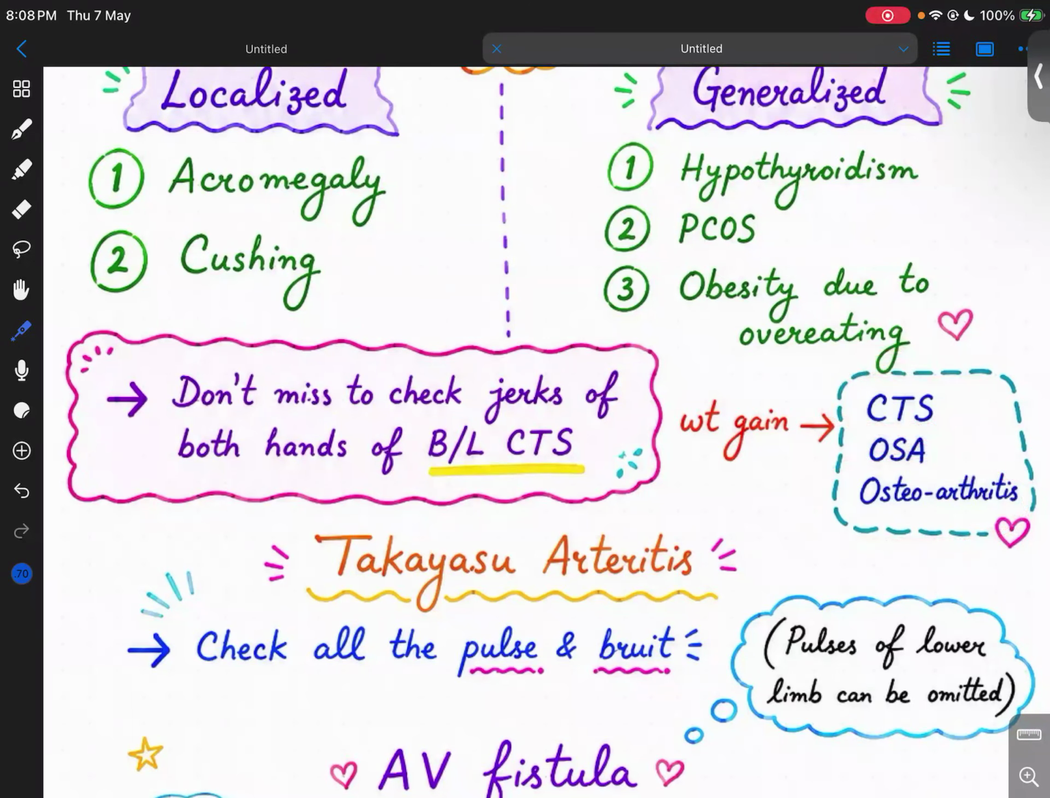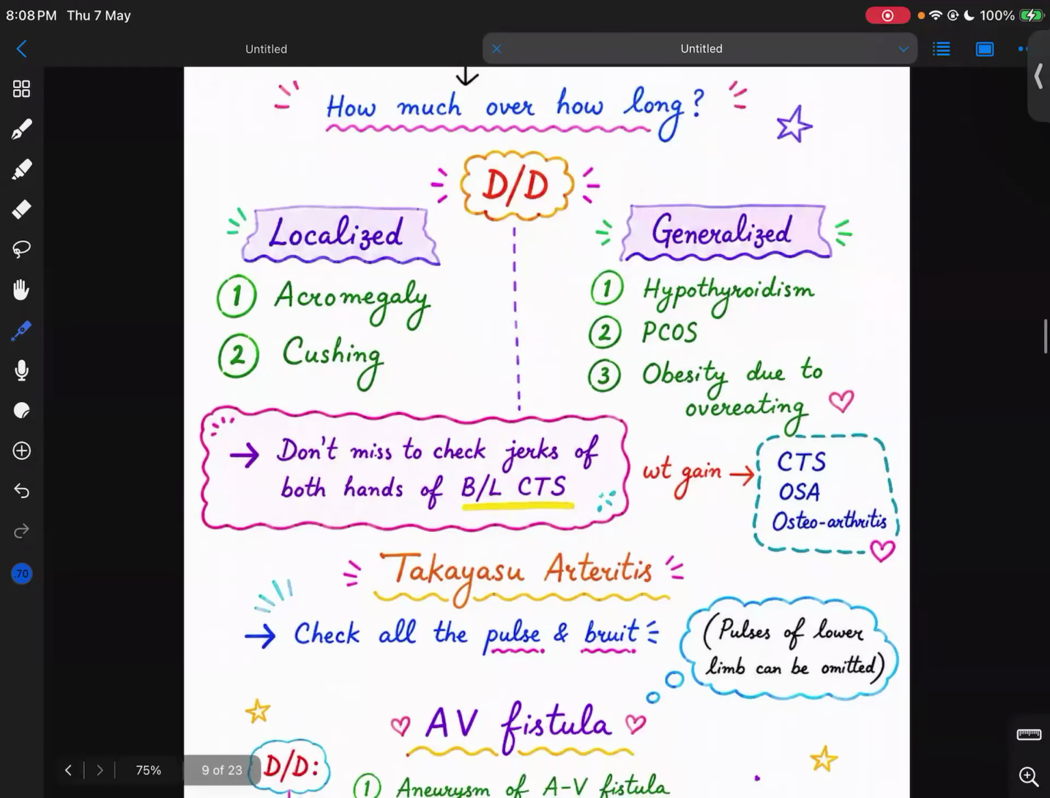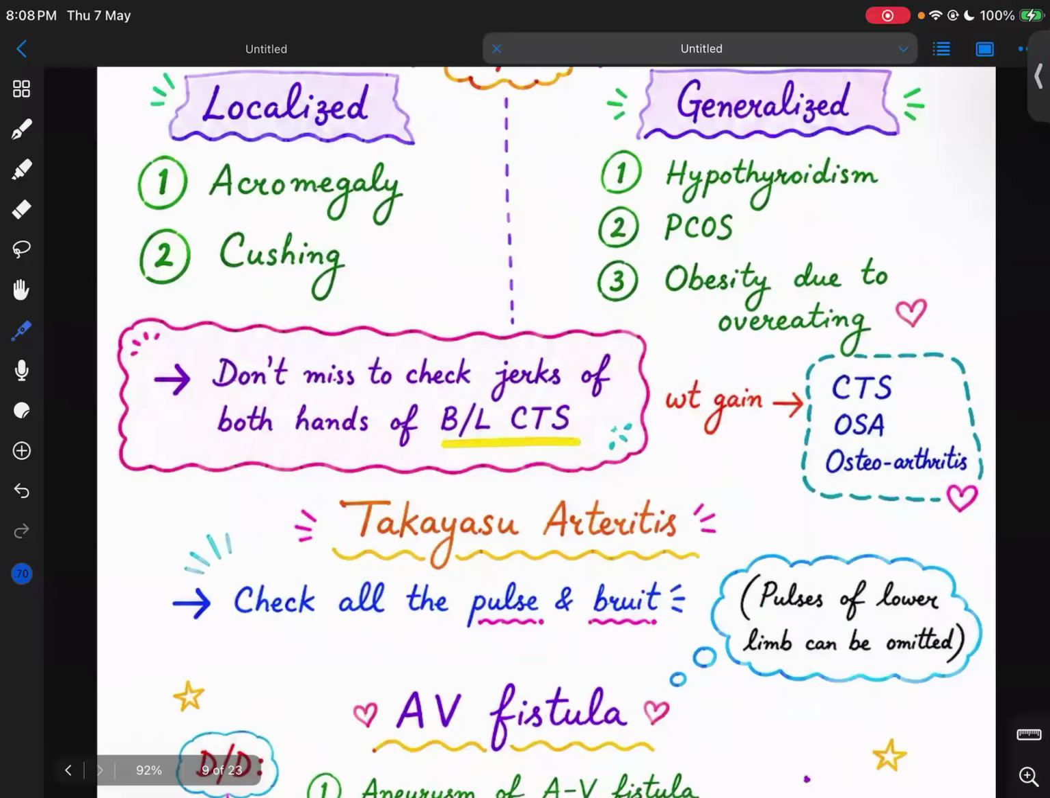Because if you remember from our first session, our CCCA formula, that is confirm the diagnosis, find out the cause, find out the complication, and rule out the association. Yes, Dr. Samia, also back pain. Back pain is due to osteoarthritis in this case. Arthritis can affect the back and also the knee. So don't forget to rule out these three grave complications of any weight gain.